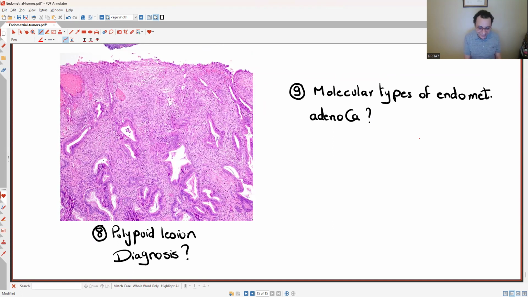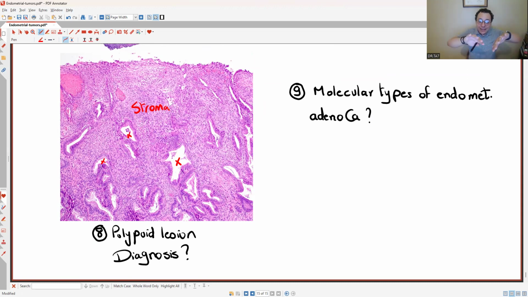Is it a dedifferentiated one? No, I say polypoid. Remember, it's telling you polypoid. So what do you see here? We see some glands. Well, I see glands and stroma. Yes. The key thing is abundant stroma. Yep. So you have abundant stroma in between.